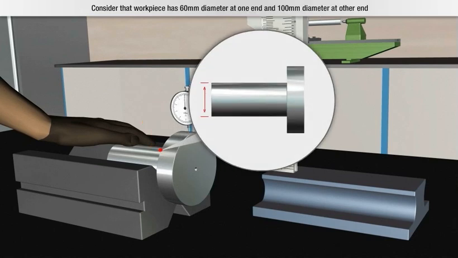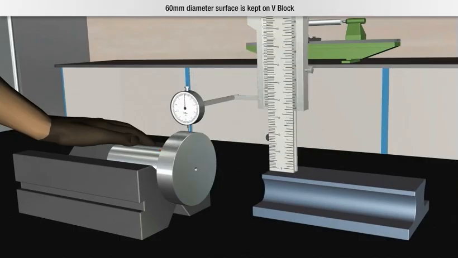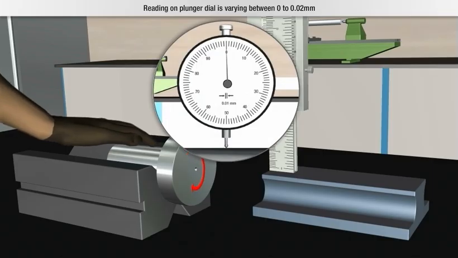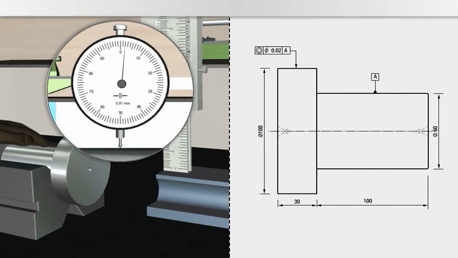Consider that workpiece has 60 mm diameter at one end, and 100 mm diameter at other end. 60 mm diameter surface is kept on V block. Plunger dial is kept on 100 mm diameter surface. Then, reading on plunger dial is varying between 0 to 0.02 mm. So, as per drawing, concentricity tolerance limit is 0.02 mm. So you can conclude that concentricity is within tolerance limit.